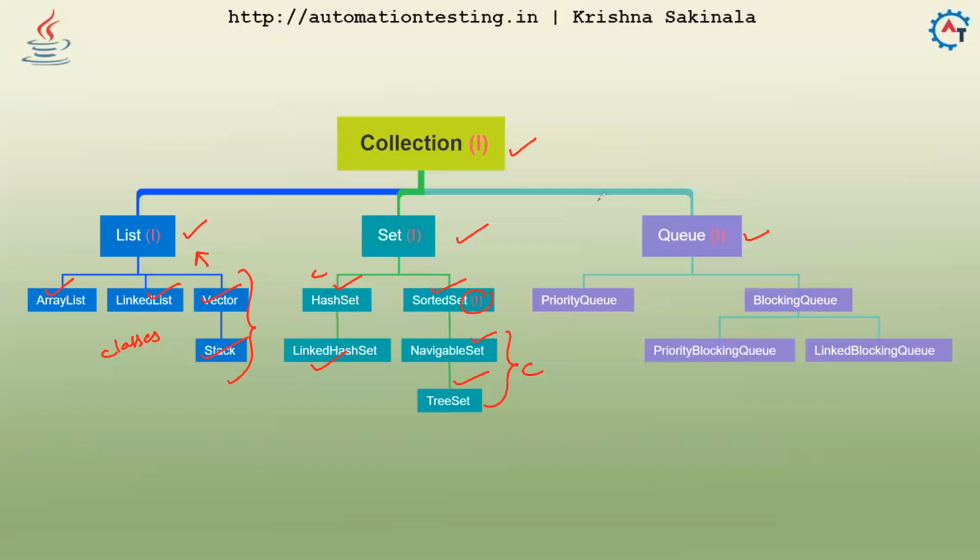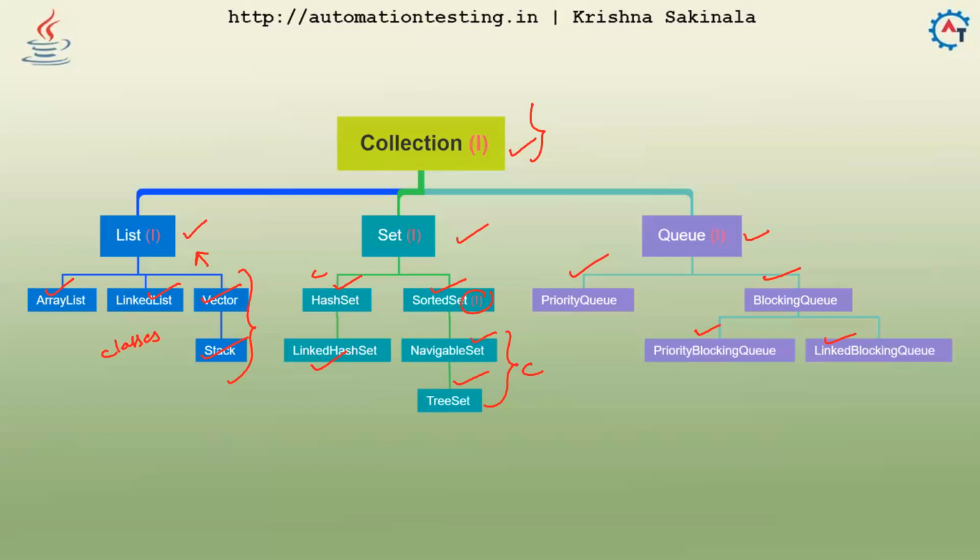Okay. So coming to the Queue. Queue has multiple classes. One is PriorityQueue and BlockingQueue. Under the BlockingQueue, you have two more classes: PriorityBlockingQueue and LinkedBlockingQueue. So these all come under the Collection interface. These are all children of the Collection interface.